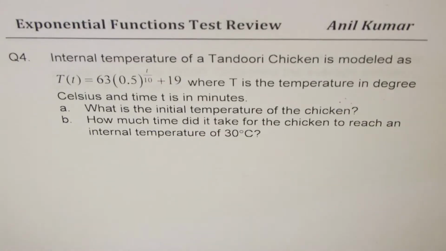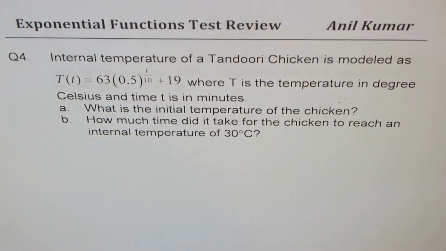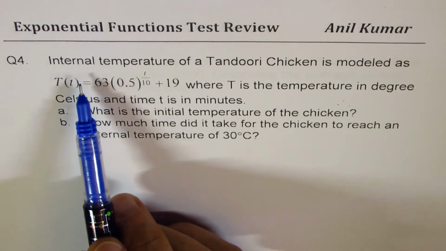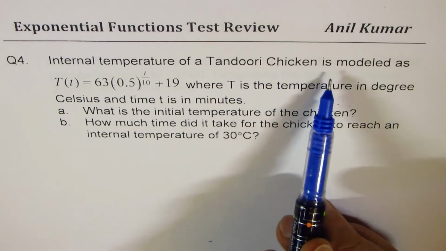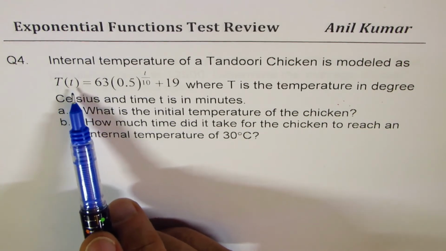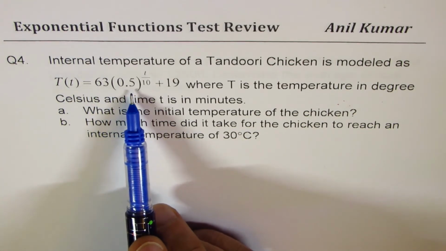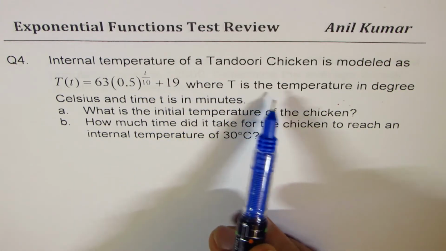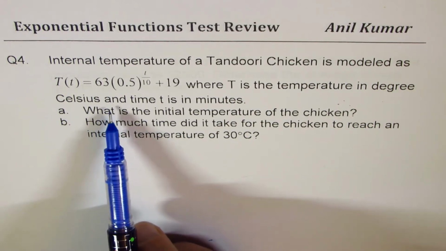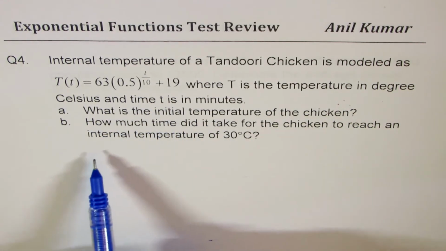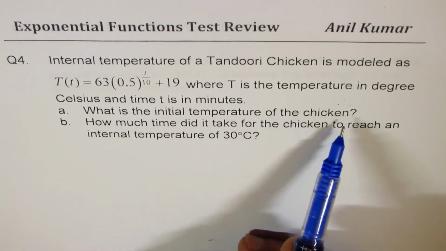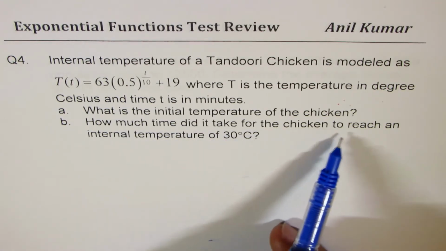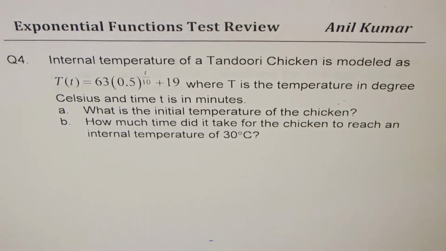And now let's move on to question number 4. Here is an application and thinking question. Question number 4. Internal temperature of a tandoori chicken is modeled as T of t equals 63 times 0.5 to the power of t over 10 plus 19, where capital T is the temperature in degrees Celsius and time t is in minutes. What is the initial temperature of the chicken? Part B is, how much time did it take for the chicken to reach an internal temperature of 30 degrees Celsius?